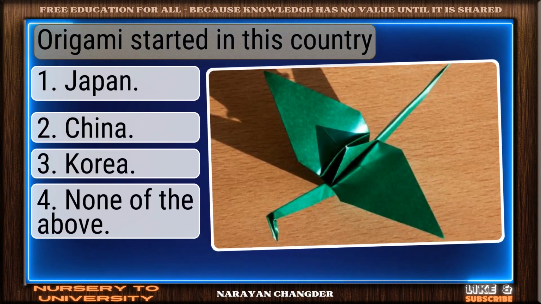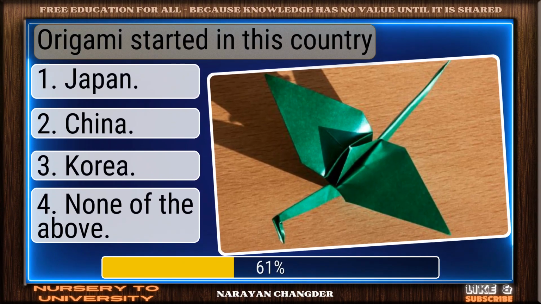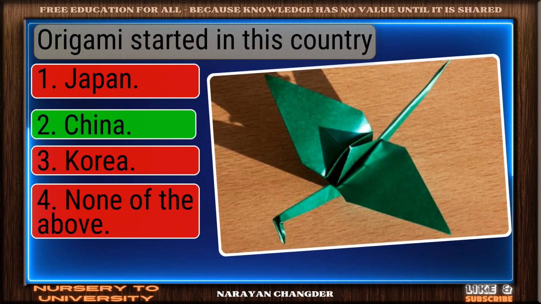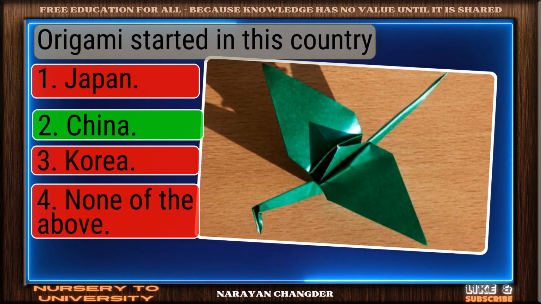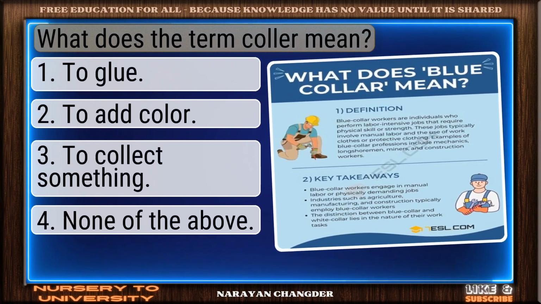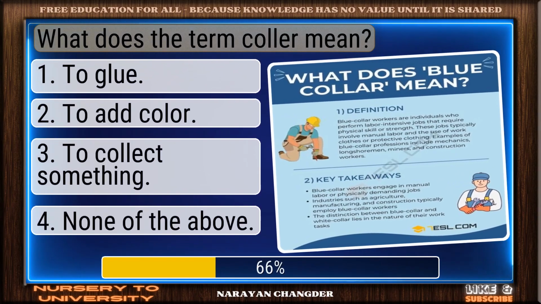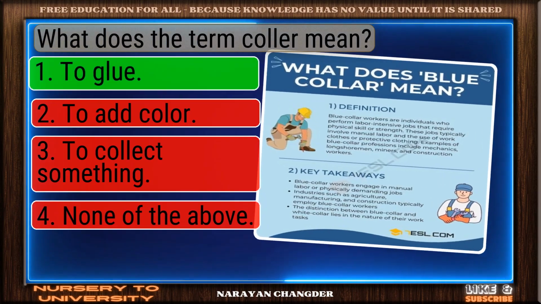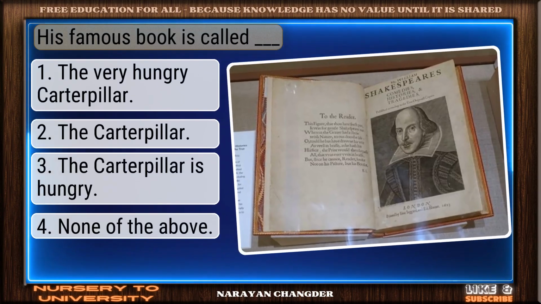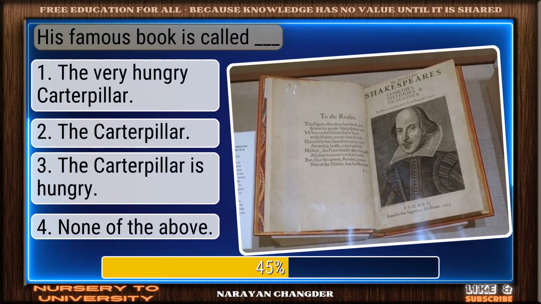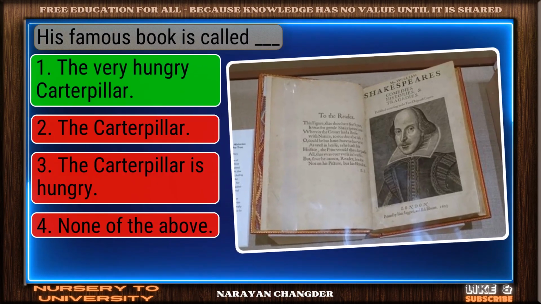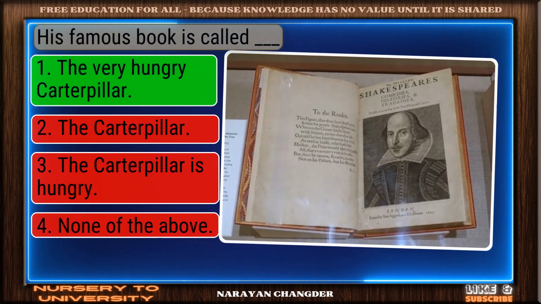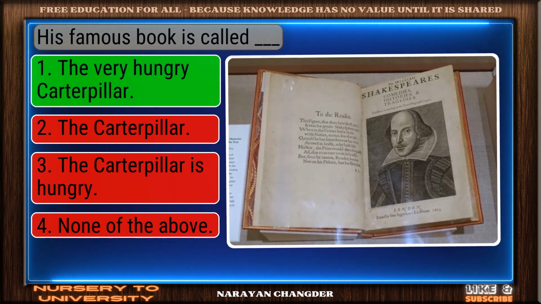Origami started in this country. Strong choice. China is the right answer. What does the term collage mean? You chose to glue, and it is correct. His famous book is called dash. Well done. The Very Hungry Caterpillar is the right choice.